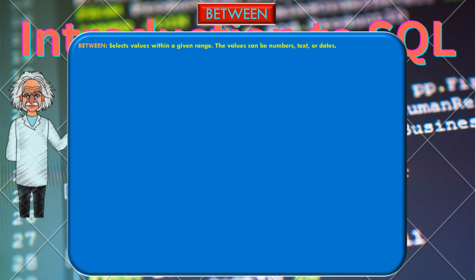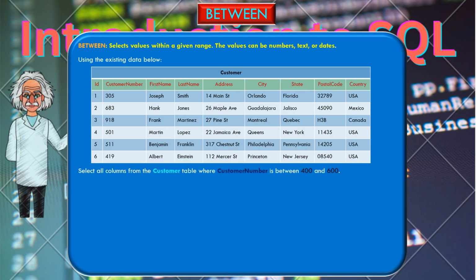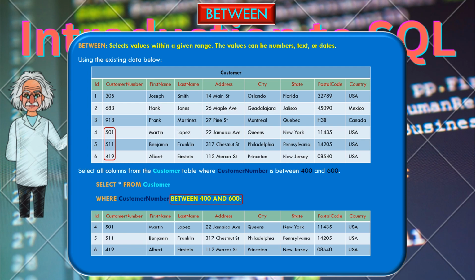Let's take a look at an example using the between operator. The between operator selects values within a given range. The values can be numbers, text, or dates. In this example, we're going to select all columns from the customer table where customer number is between 400 and 600. To do this, we will use the following SQL statement. Here we can see that 3 records satisfy this condition, and the results are shown below.